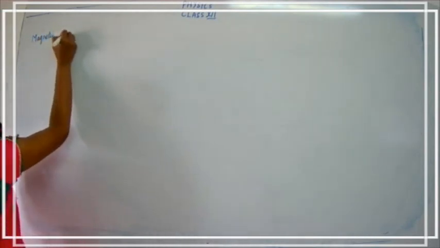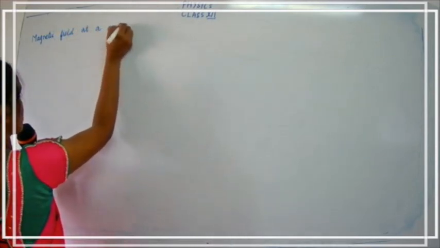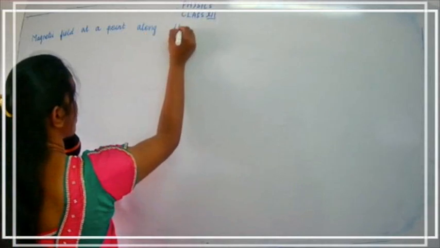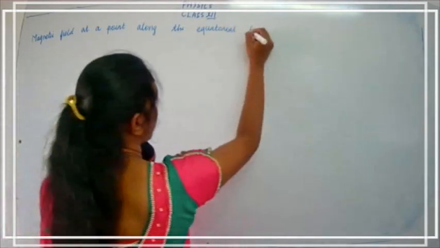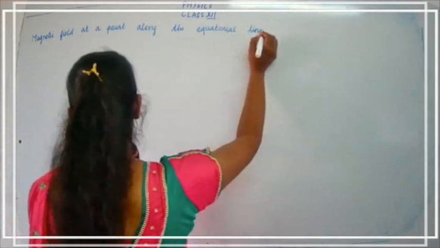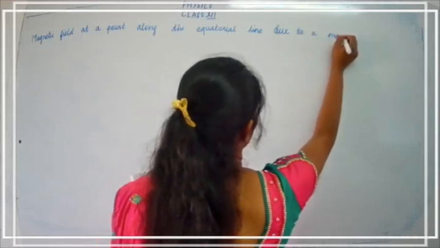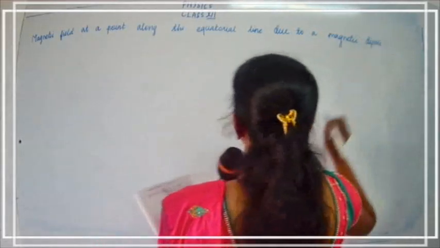Next derivation. Magnetic field at a point along the equatorial line due to a magnetic dipole.